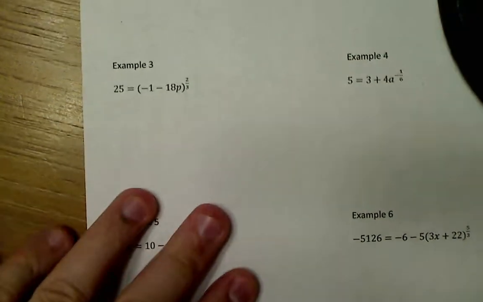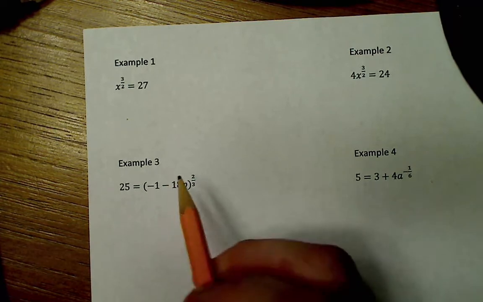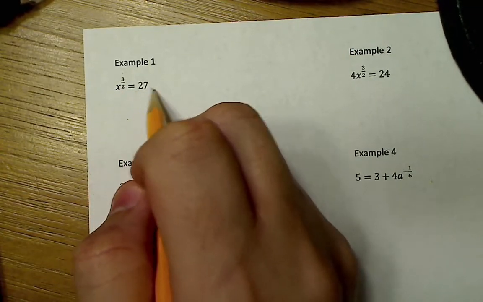So here's how it works. Let me scoot this up a little bit. In order to clear this, x to the 3/2 is equal to 27.